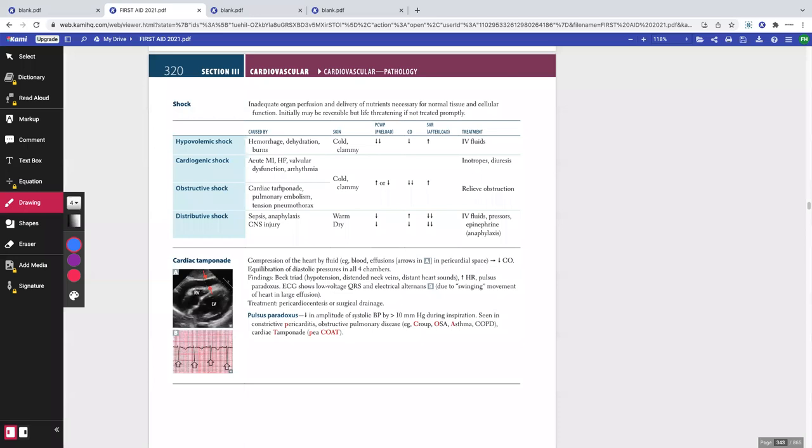Okay, so very quickly, I'm going to give you guys exactly 5 minutes. Please read this, and then I'm going to quiz you, and I'm going to move forward, okay? Please try to remember the distributive shock. In CNS injury we have a mildly different presentation. In CNS injury for distributive shock, we have decreased sympathetic activity, which results in decreased cardiac output. That's the only difference between sepsis and CNS injury for distributive shock, okay?